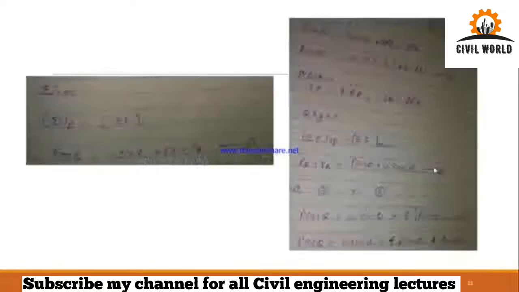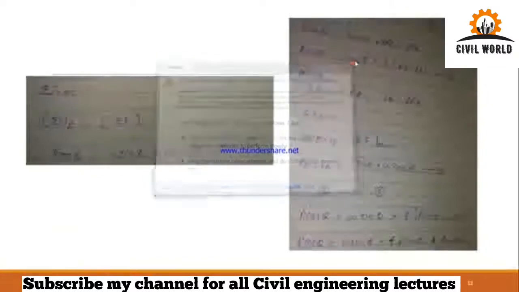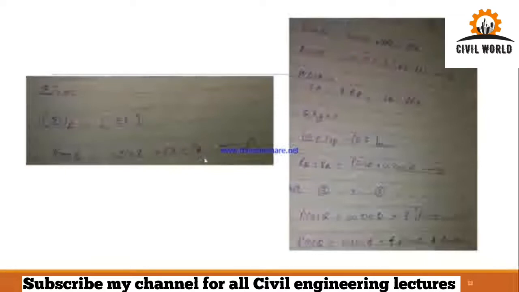This is another condition. So here you can see P cos theta is equal to W sin theta plus FA plus FB. Now FA is equal to F into RA and FB is equal to F into RB. So if we take F common, we will get P cos theta is equal to W sin theta plus F into (RA plus RB).